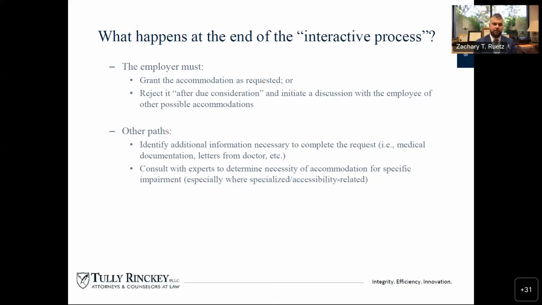It doesn't end there. Some other paths that the agency can take include identifying additional information necessary to complete the request. This could be additional medical documentation if the letter from the doctor is insufficient, if it's that one-liner like we talked about before. It needs to be specific, and they can ask for additional information to complete the request. And the agency can also consult with experts to determine the necessity of the accommodation for the specific impairment, especially where it's very specialized or accessibility related. They may consult with experts, do an independent evaluation, and determine whether or not that is reasonable.